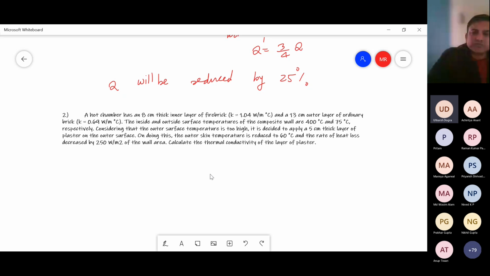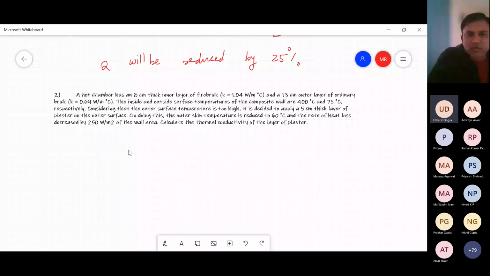Okay, so let me just draw a figure again so that you will appreciate what I'm trying to say.